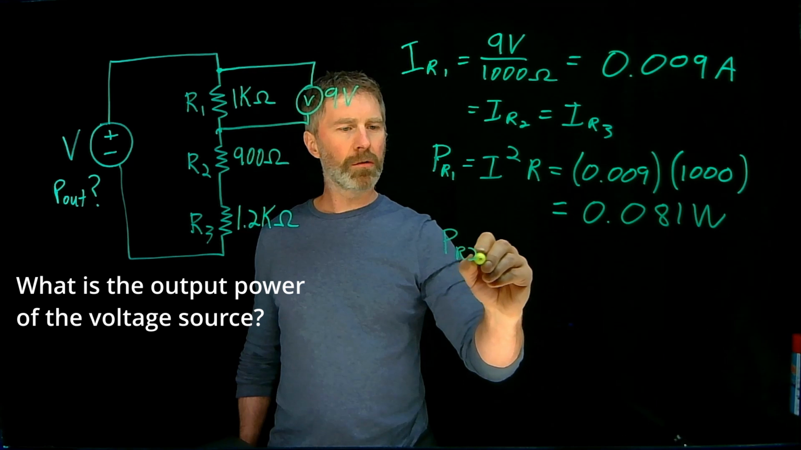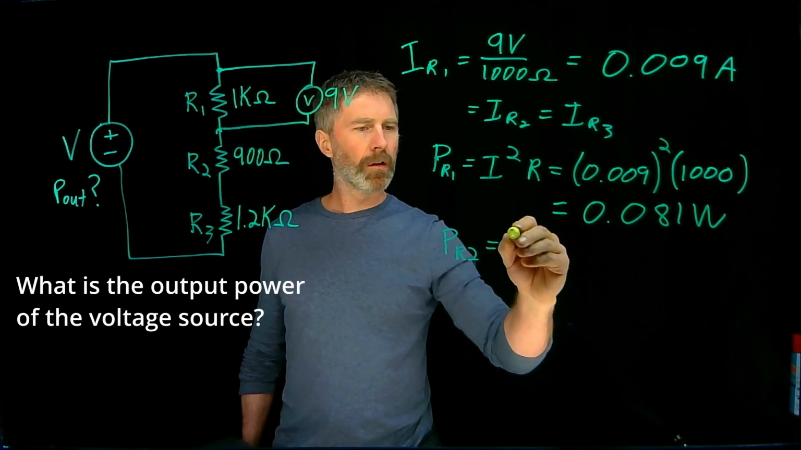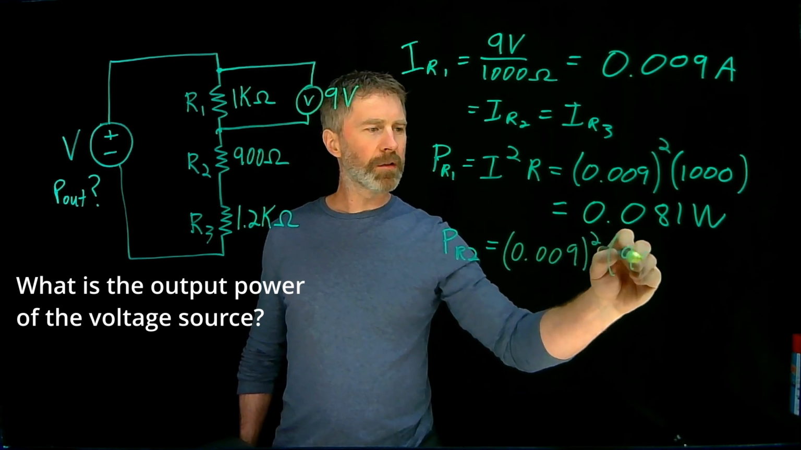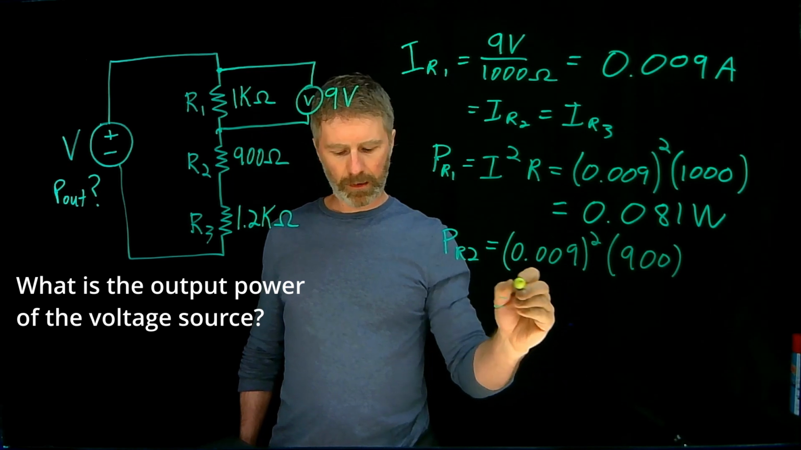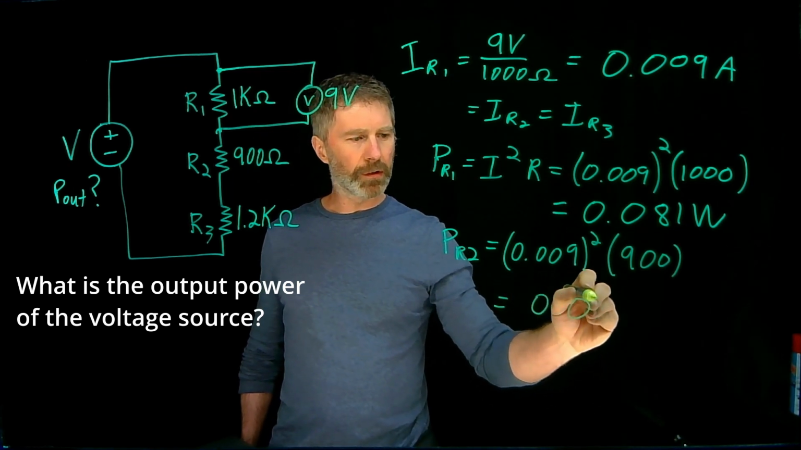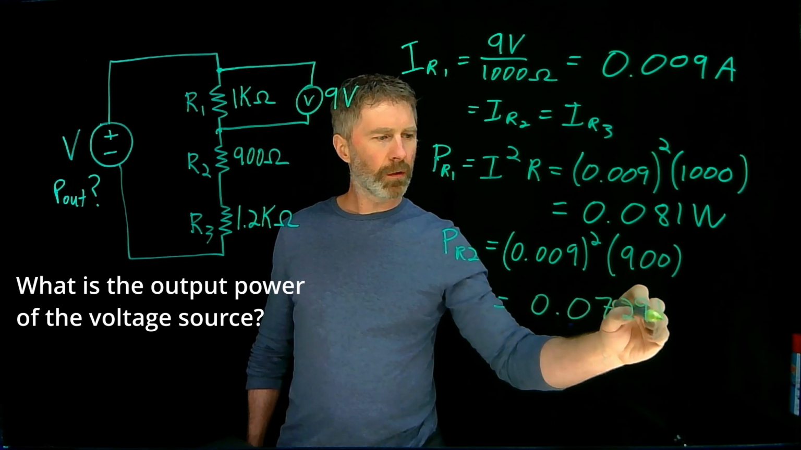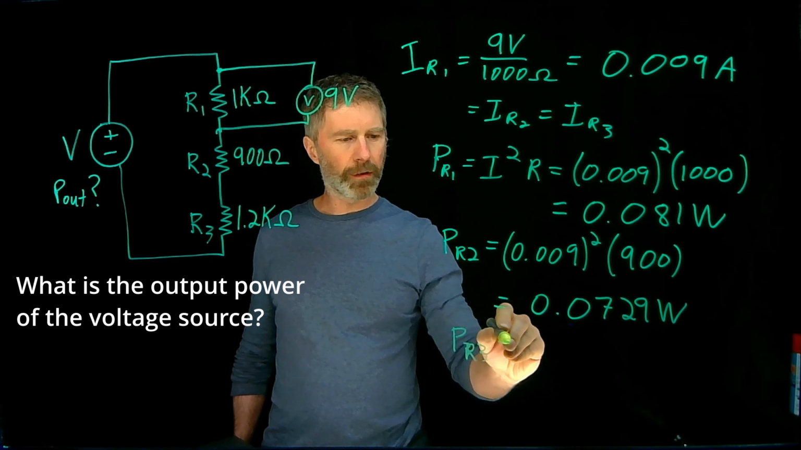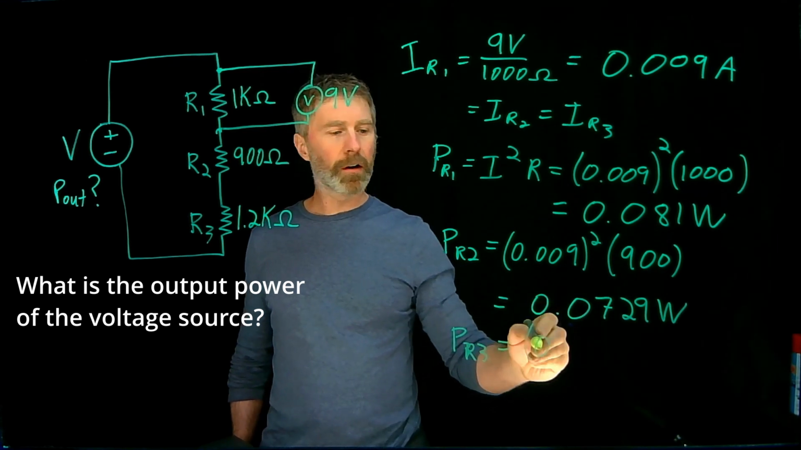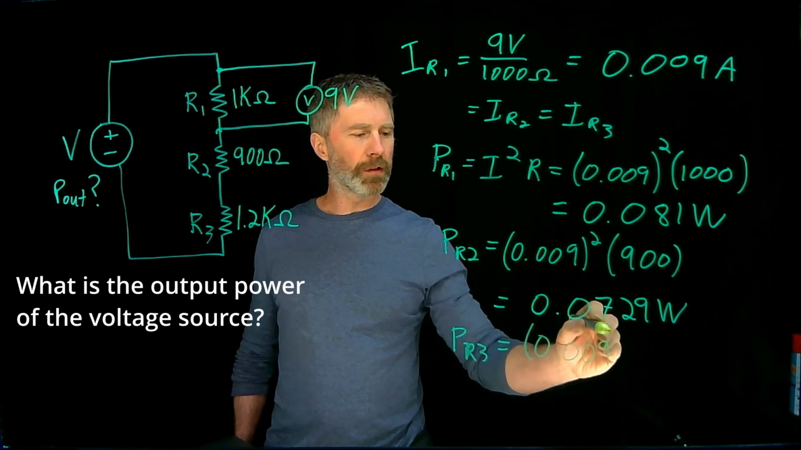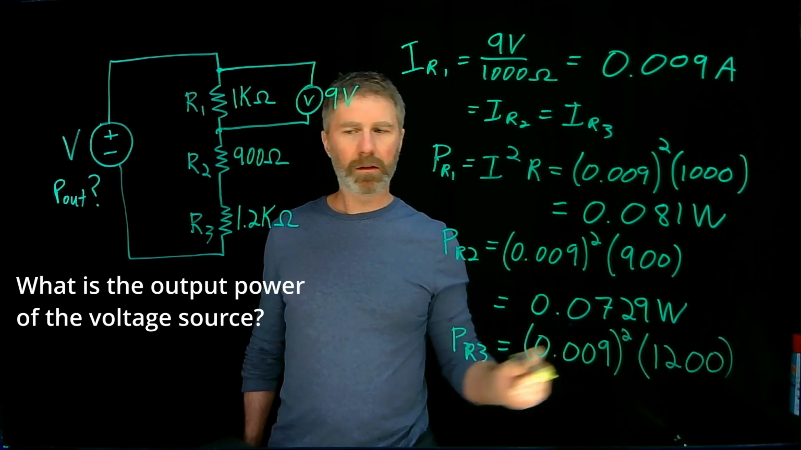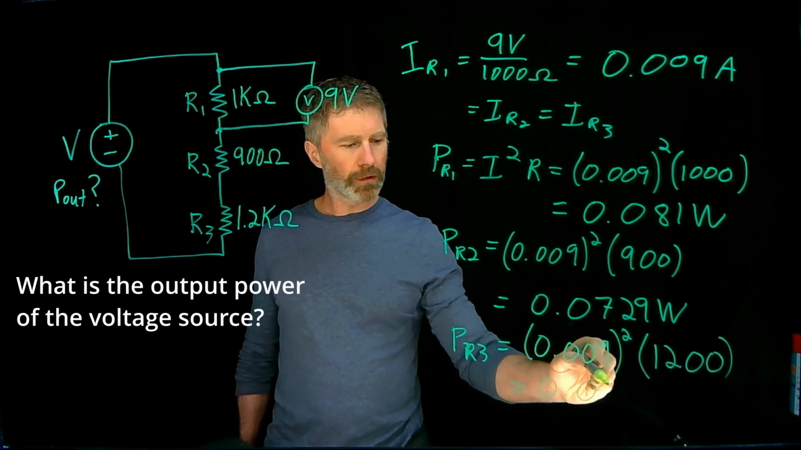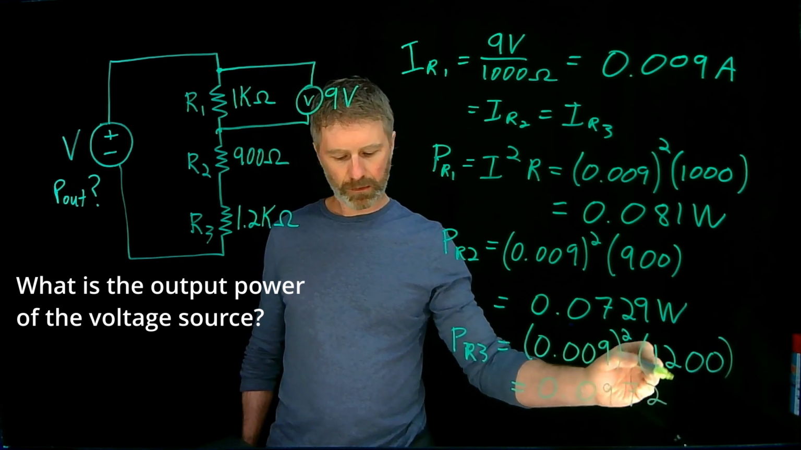Power through R2, also I squared R, so 0.009 squared times 900 this time. And that works out to 0.0729 watts. And the power dissipated by R3, also I squared R, so that 9 milliamps or 0.009 amps squared times 1200 ohms. And that one works out to 0.0972 watts.